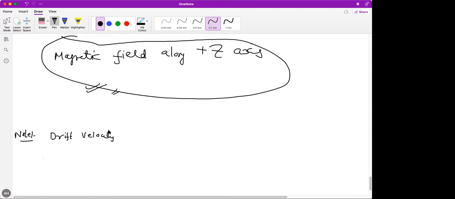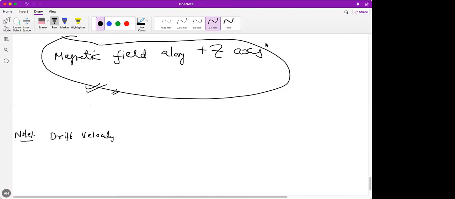Does anyone remember drift velocity? What was drift velocity? Sania? Do you remember what was drift velocity? No. Ahmad, do you remember? No. Yes, sir. You remember. What is drift velocity? The current passing through a cross-sectional area, I guess. No. Noor, what is drift velocity?